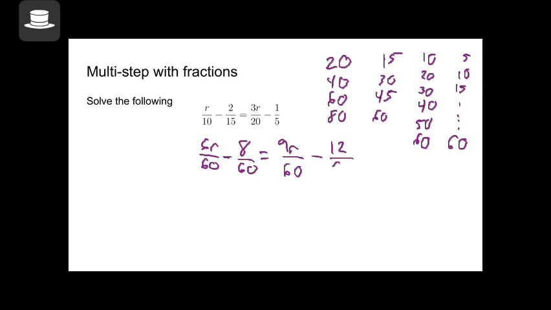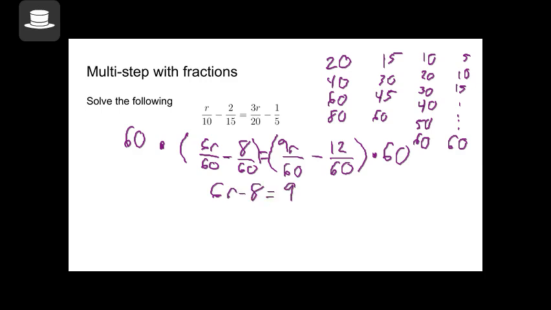So now I can just do my steps for solving. Now I am allowed to multiply both sides by this denominator, and it will not change the result. So I can multiply both sides by 60. And so now that gets rid of my denominator. So now I can just focus on my numerator.